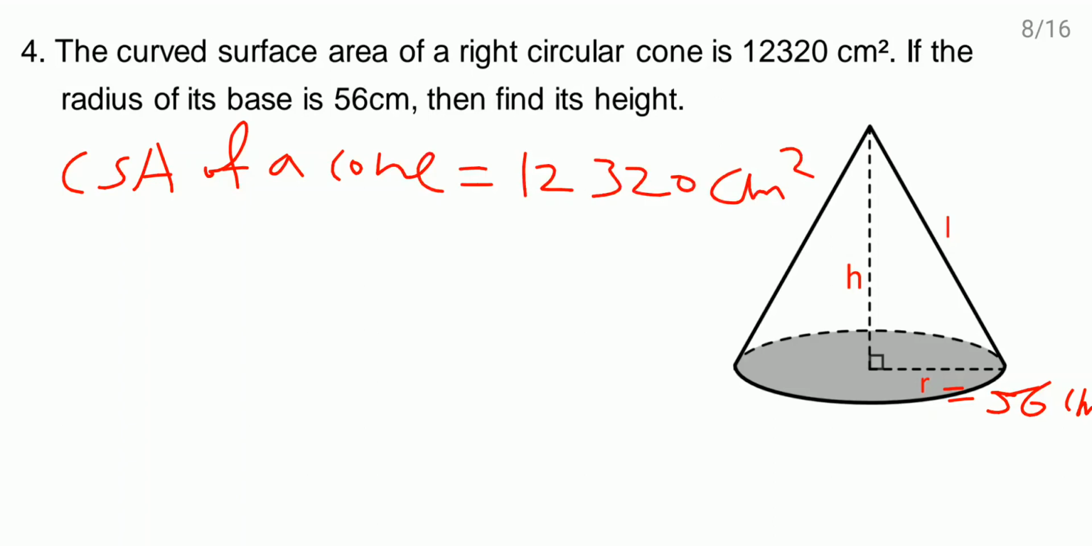The formula of CSA is what? Pi r L, which is equal to 12320.